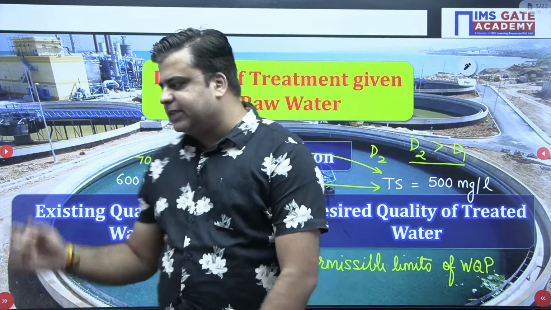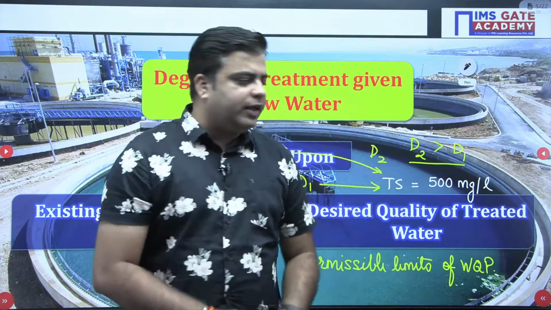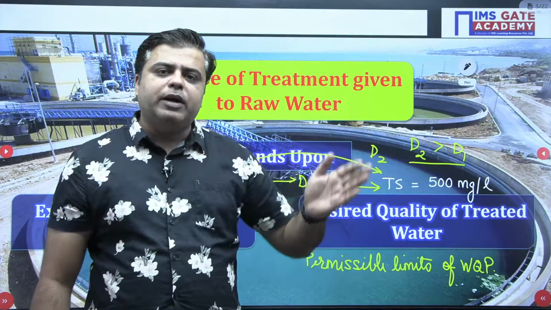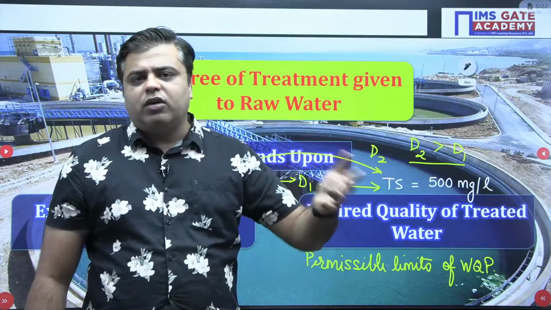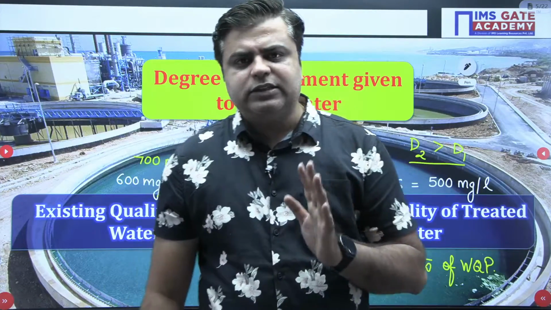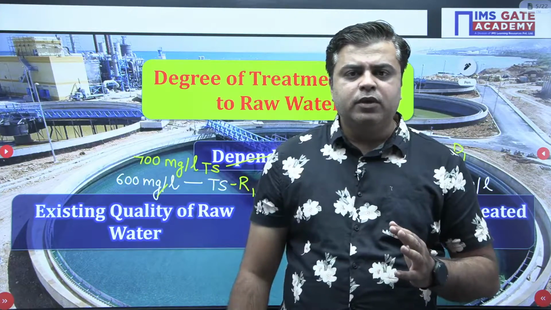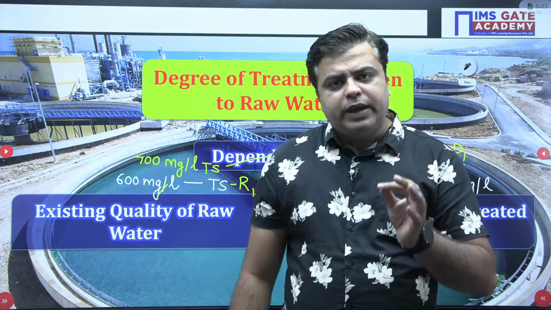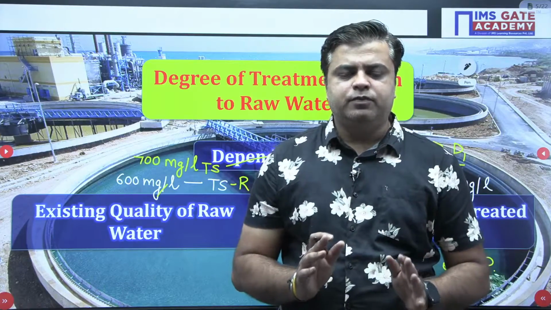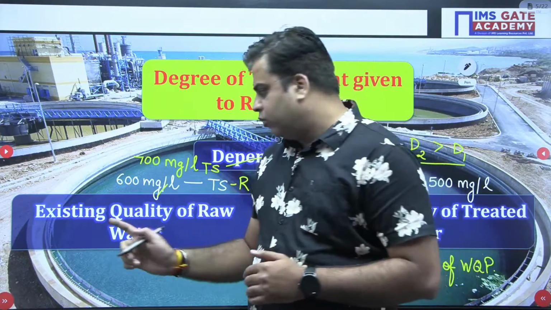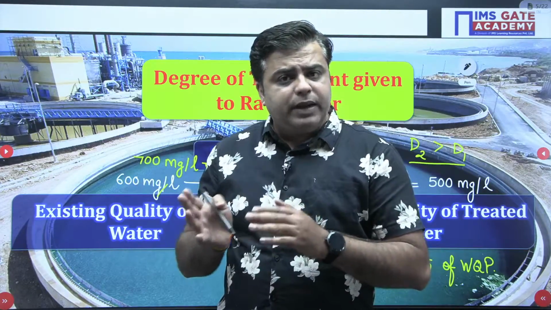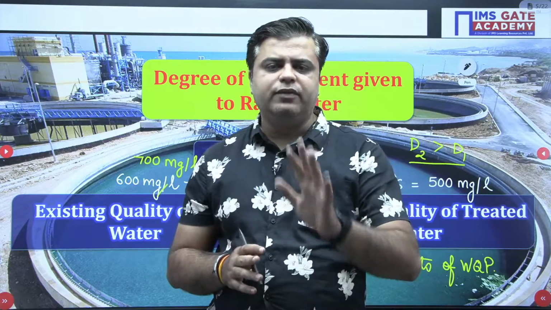Okay, so the degree of treatment given to raw water depends upon two factors. First one is the existing quality of the raw water, and second one is the desired quality of the treated water. And desired quality simply means what are the permissible limits of the different water quality parameters. Now, one more thing, again in simple one line I will say this. Why are we giving treatment to water? We are giving treatment to water to bring the value of all the water quality parameters within the permissible limit. If any water quality parameter value in the existing quality is above or below the permissible limit, then we bring it to the permissible limit. That is why we give treatment to water.